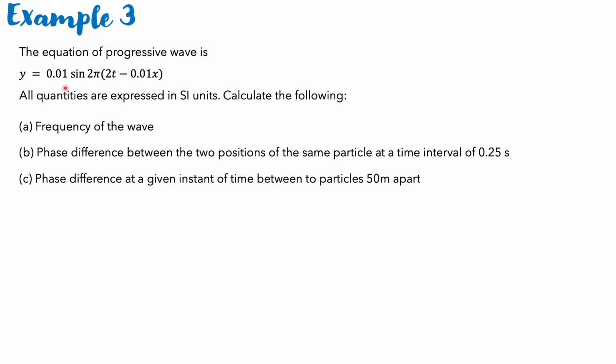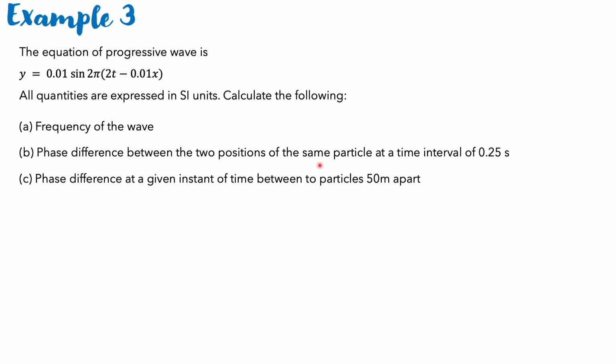Okay, next, example 3. You are again given the equation for the progressive wave, this one, and you are told that all the units are expressed in SI units, and you have to calculate the following things. Number 1, frequency of the wave. Number 2, phase difference between 2 positions of the same particle at the time interval of 0.25 seconds.